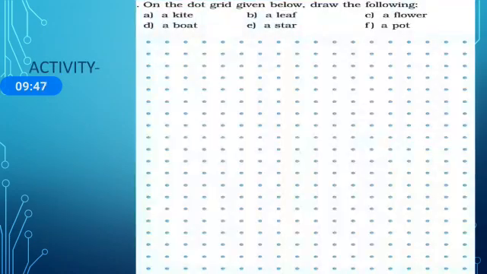Children, you can see that here is a dot grid. You can make the following things in it. The things are a kite, a leaf, a flower, a boat, a star, and a pot. You can make these in your copy or book if you have one.